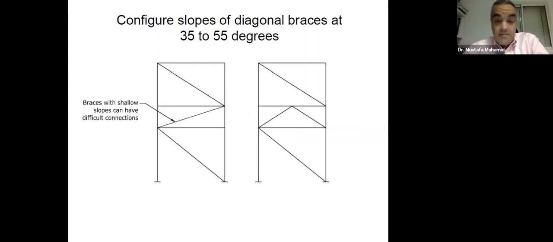The brace will not be that efficient. That's number one. And of course, it will affect the connection at both ends. Versus if you use the configuration on the right, you will have a better angle for the brace. The brace will be more efficient in resisting the load, and the connections will be easier.